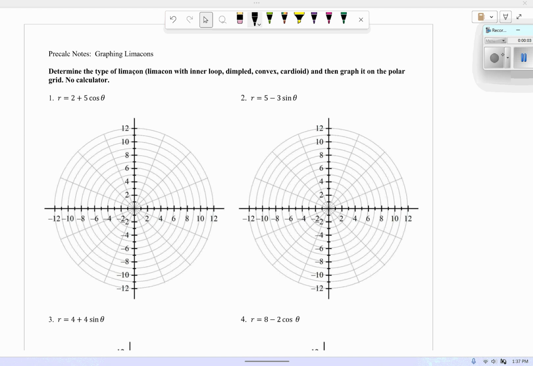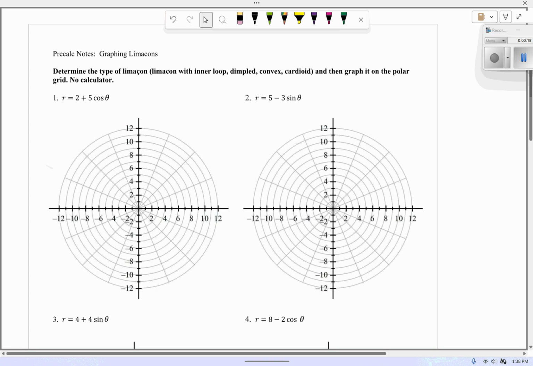Today we're going to talk about graphing limacons. So for this first part, we're going to determine the type of limacon. Does it have an inner loop? Is it dimpled, convex, or is it a cardioid? And then we're going to graph it on the polar grid without using a calculator.